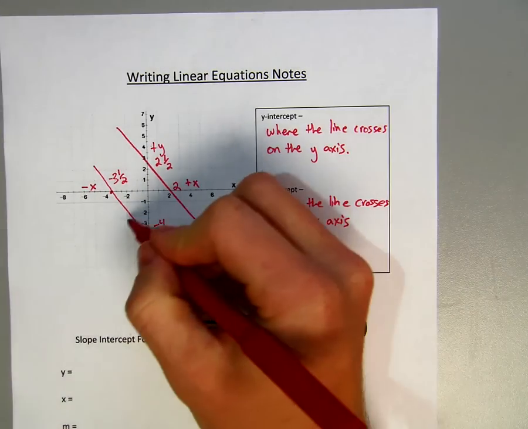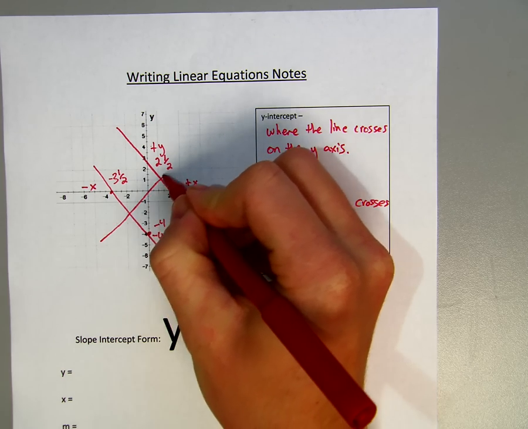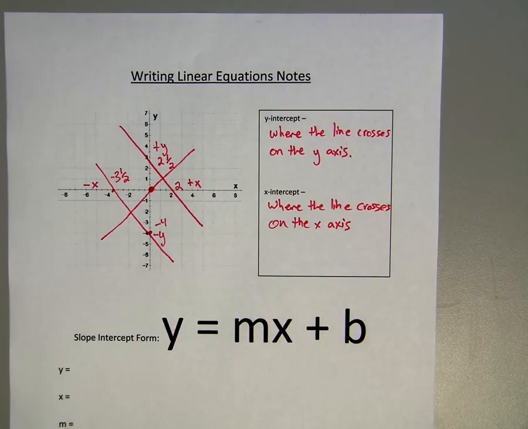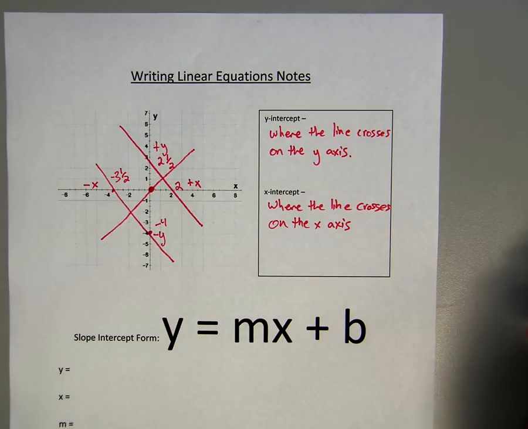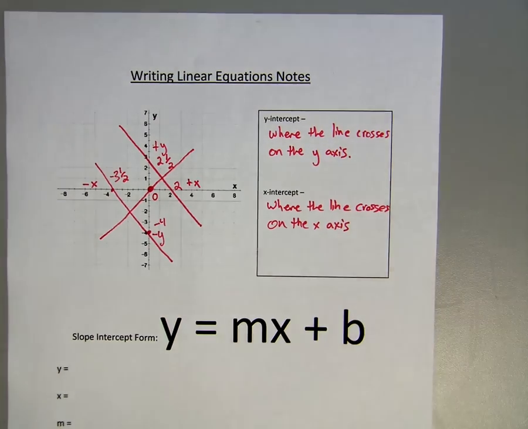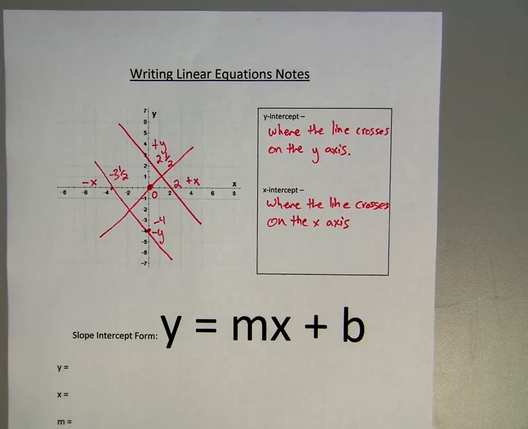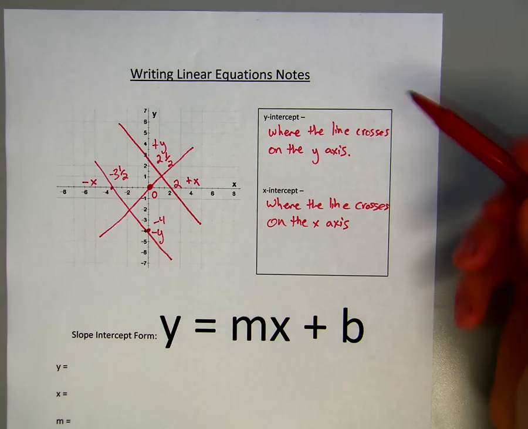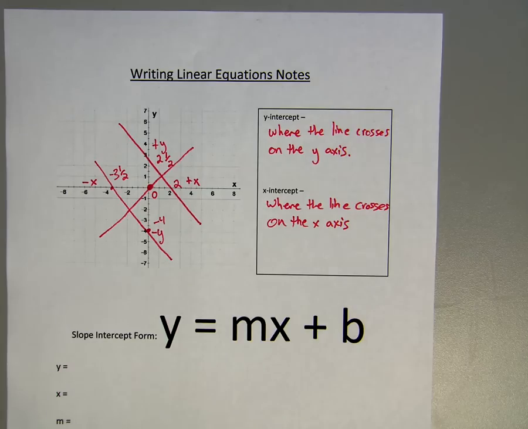If I have a line that goes through my origin, my 0, 0, the y-intercept where it crosses is at 0. Same thing goes for the x; it crosses at 0. So that's my y-intercept and my x-intercept. We're going to use this intercept, especially the y one, to graph equations and figure out equations from our graphs.